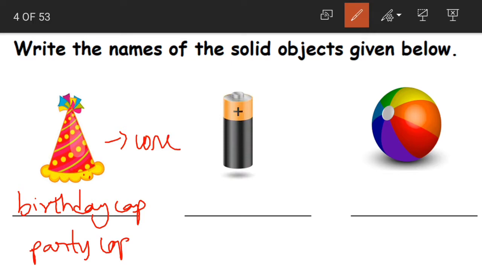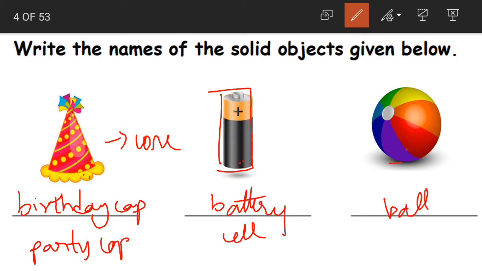Now coming to the second object, what is this? It is called a battery, or a cell. Now what is its shape? It is in the shape of a cylinder. Now coming to the third object, it is a ball. And what is the shape of the ball here? The shape of the ball is a sphere.